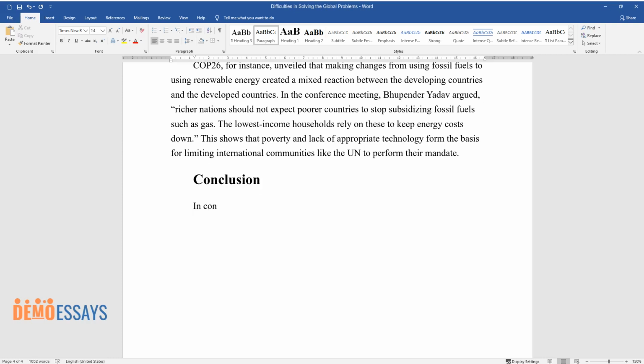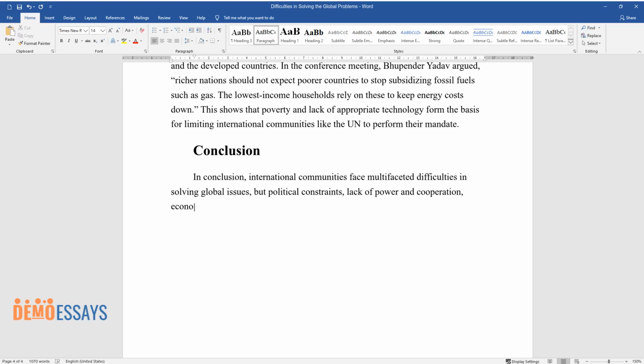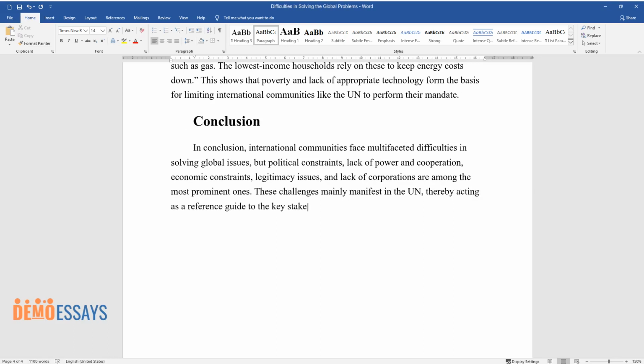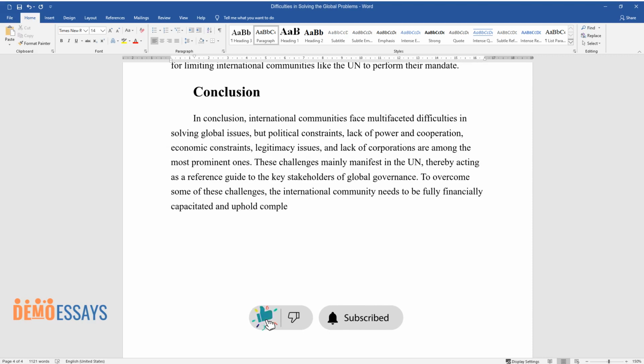Conclusion. In conclusion, international communities face multifaceted difficulties in solving global issues, but political constraints, lack of power and cooperation, economic constraints, legitimacy issues, and lack of cooperation are among the most prominent ones. These challenges mainly manifest in the UN, thereby acting as a reference guide to the key stakeholders of global governance. To overcome some of these challenges, the international community needs to be fully financially capacitated and uphold complete independence and integrity in its operations.